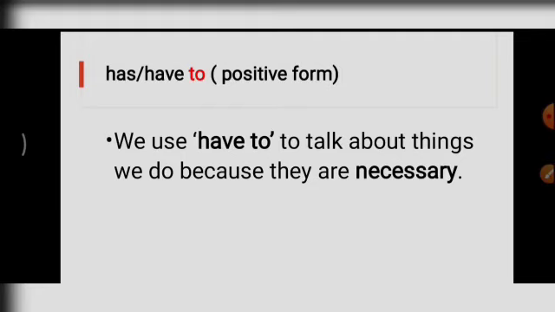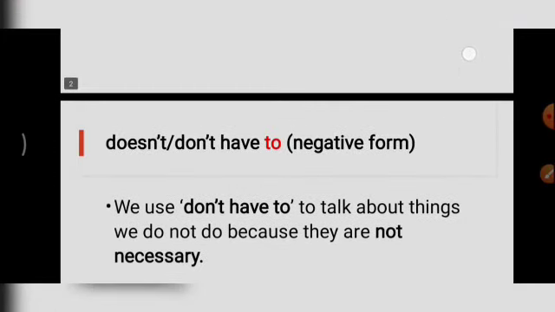So this one is the positive form, which we use has to or have to. Has to is used when it is singular, and have to we use when it is plural. We use have to talk about things we do because they are necessary. Necessary means perlu kita buat, kita guna have to tu bila kita cakap tentang benda-benda yang kita perlu lakukan, when it is necessary.